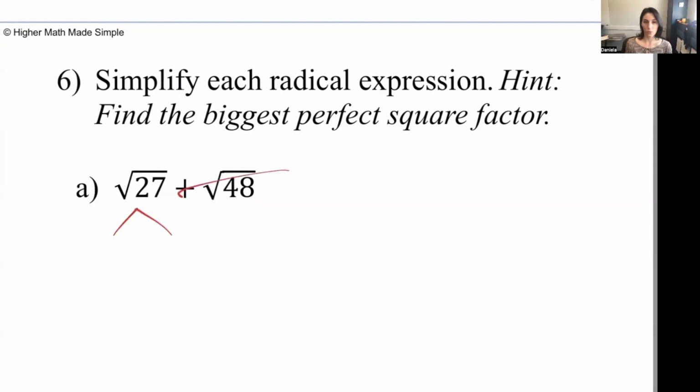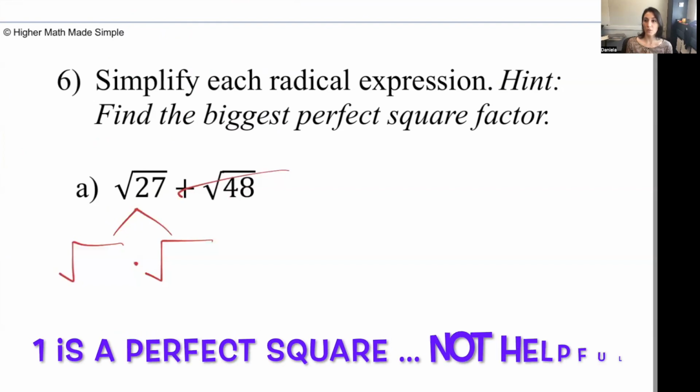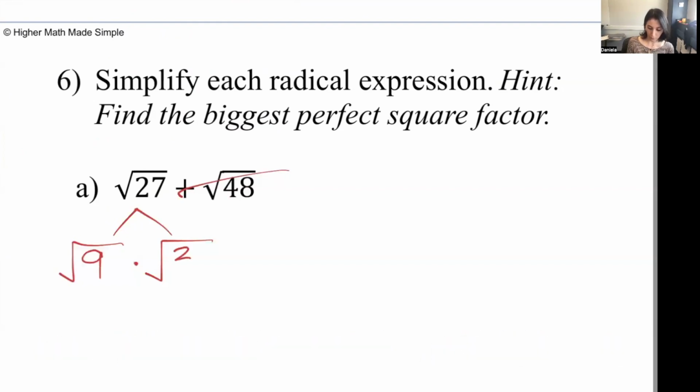So what you're going to do, let's not look at the radical 48 yet, is you're going to do a factor tree, but make sure that both of them are in radicals because they're in the radical family. So what times what is 27? Well, 1 times 27 works. That's not going to be very helpful. One of the factors has to be a perfect square. I like to write the perfect square first. You don't have to.